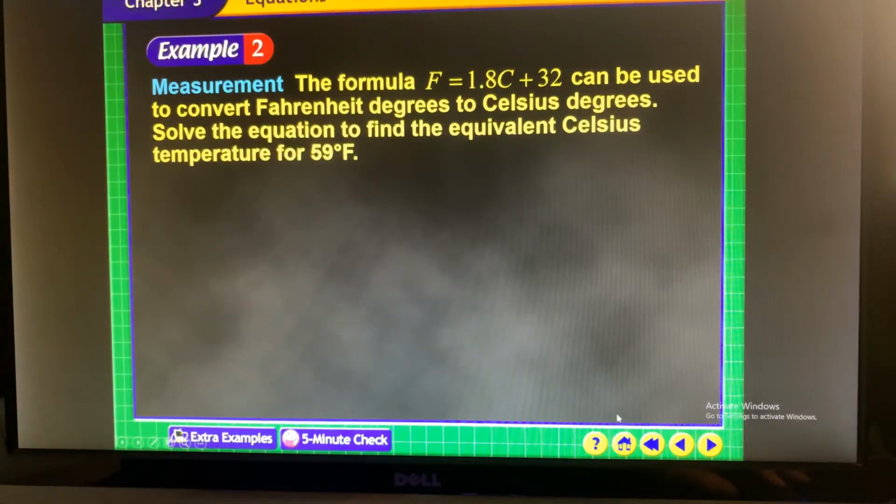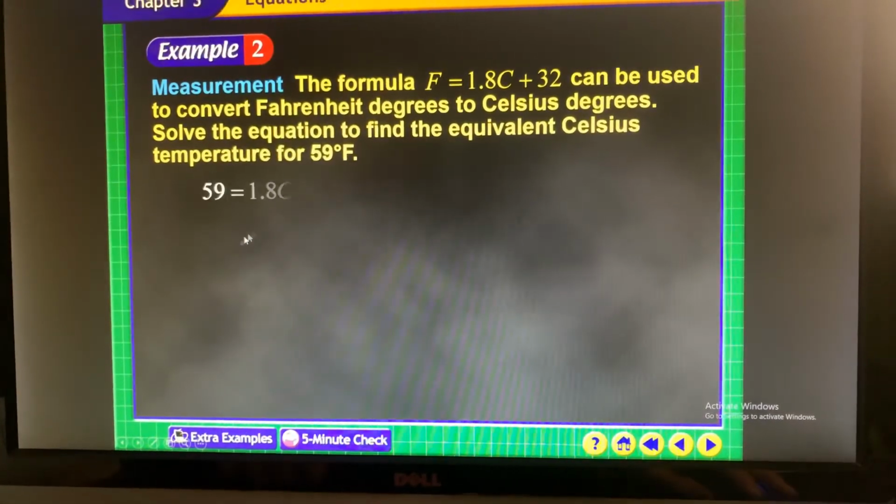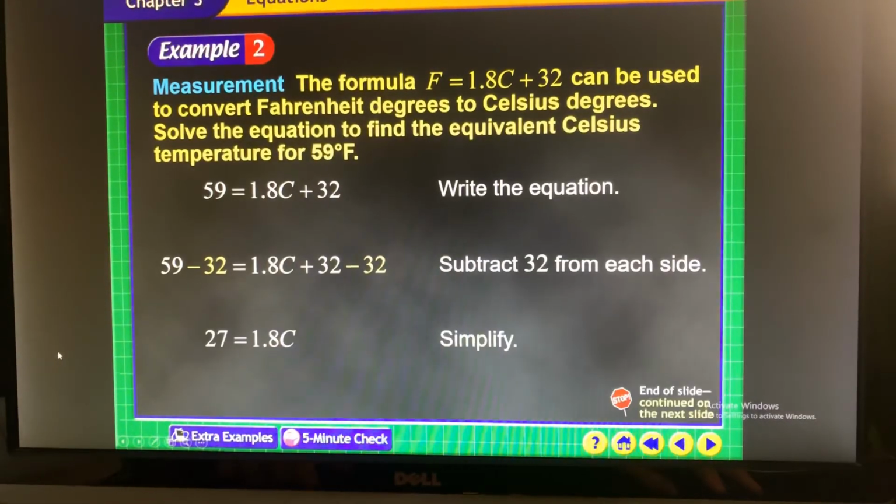Okay, a formula is just really an equation, and you just learn how to solve it. So if I tell you that the Celsius is 59 degrees Fahrenheit, well, substitute and solve. That's all you're doing.